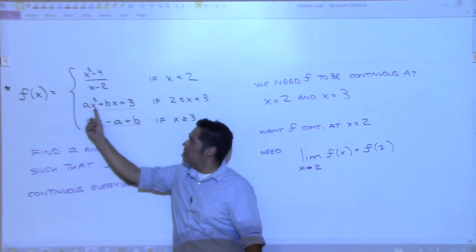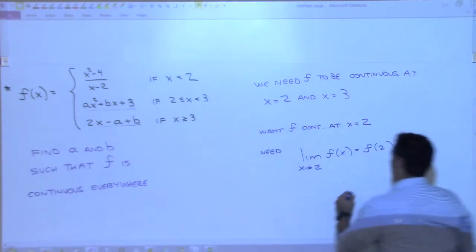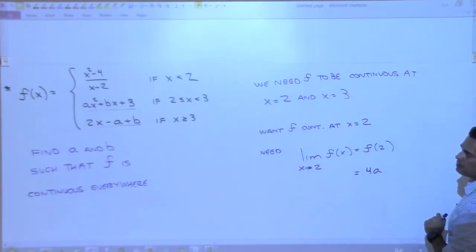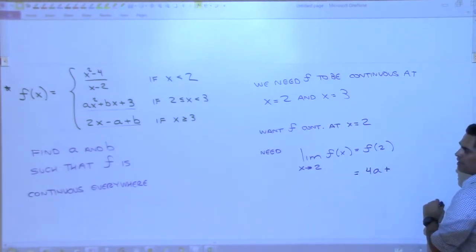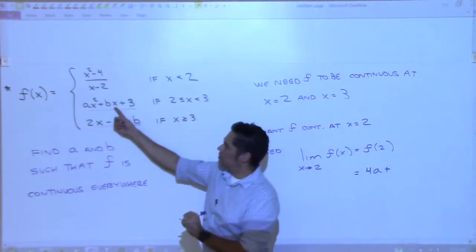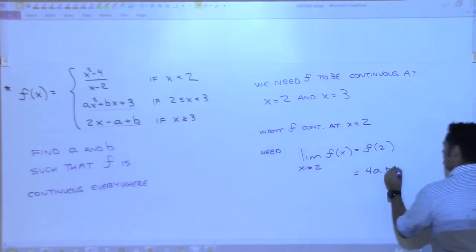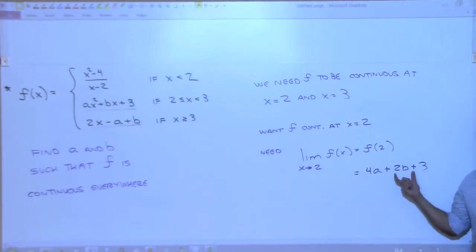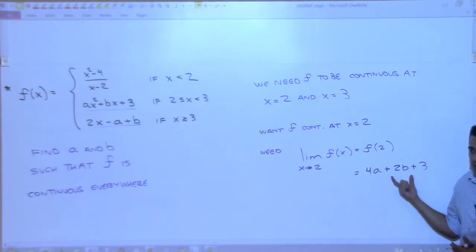So 2 here, right? So 4a. Do you all agree that the right side of this is 4a? Then, Chris, keep going, plus? You're plugging in 2, right? 2 times b, b times 2, same thing. And then plus 3, right? Do we all see that? F of 2 is this. Now, I don't know what a and b are. That's what I need to figure out. But I know this much so far, right?